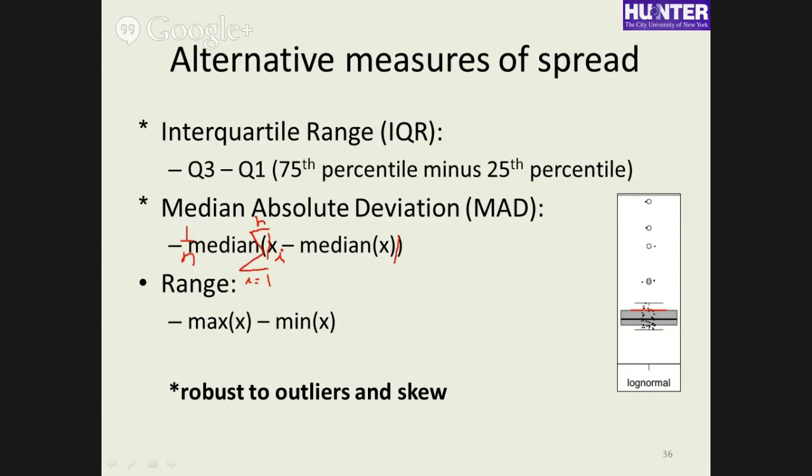Yes? Can you explain what you mean by robust? Yeah, what do I mean by robust? By robust, I mean that it is not sensitive to outliers or skew. It means that it's hard to change it. So you can't make it change just by adding a couple weird values. So robust is kind of an opposite to sensitive.